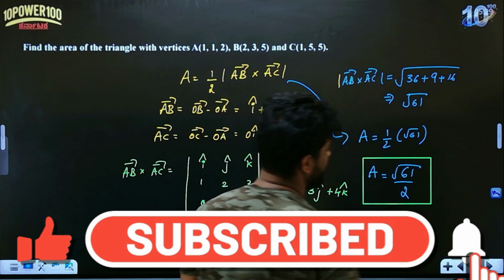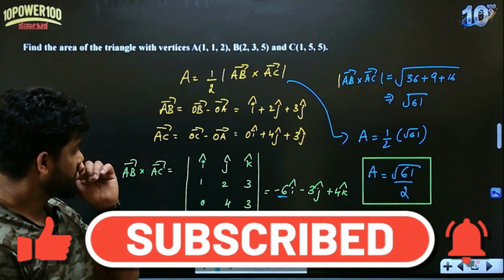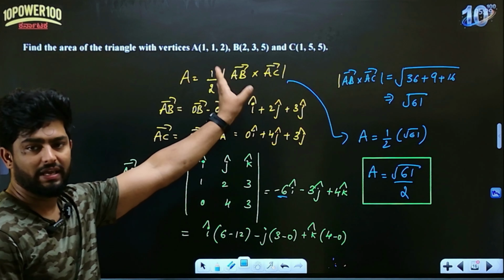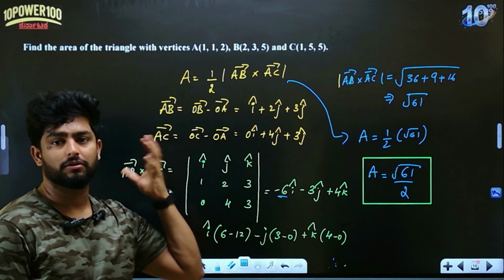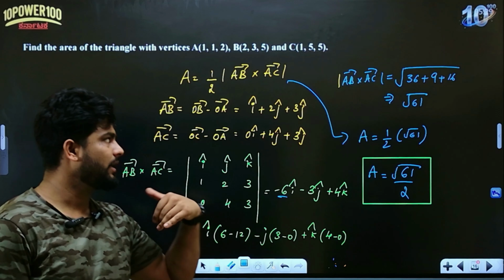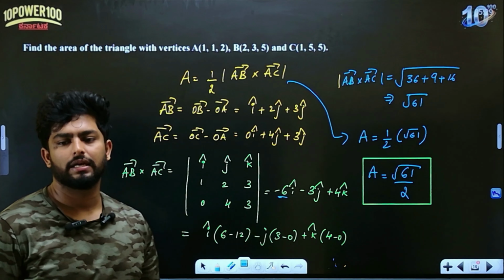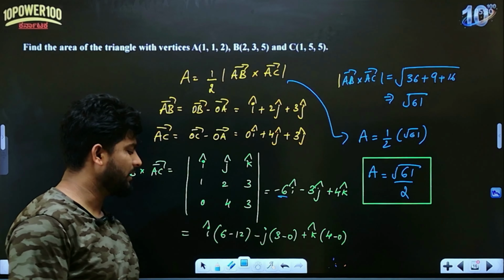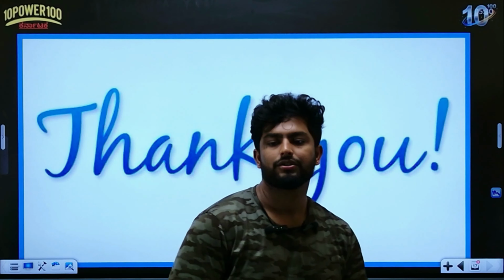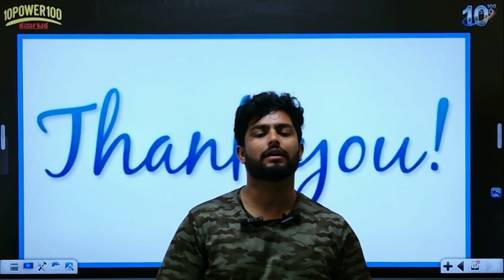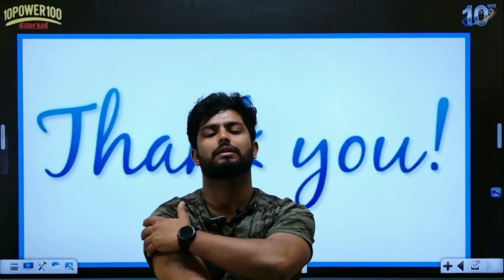This is how we have to find it out. It's a very simple concept. Remember the formula AB cross AC. The examples are easy to solve, but because we don't use it much, there are chances of errors. I don't want you to lose simple 2 marks. So I think that's it. I have covered almost everything from 2 markers of vectors.